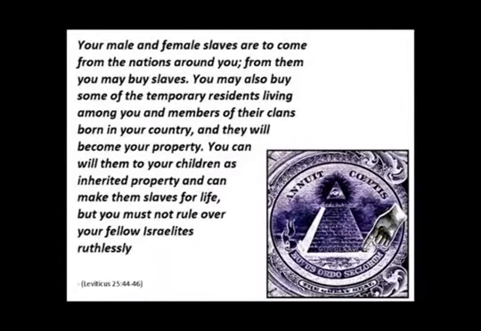In Leviticus 25, verse 44-46, your male and female slaves are to come from the nations around you. From them you may buy slaves, and you may also buy some of the temporary residents living among you and members of their clans born in your country, and they will become your property. You can will them to your children as inherited property, and you can make them slaves for life, but you must not rule over your fellow Israelites ruthlessly.